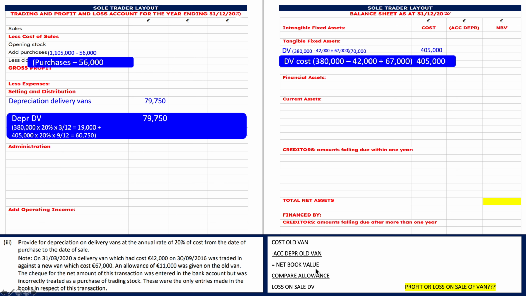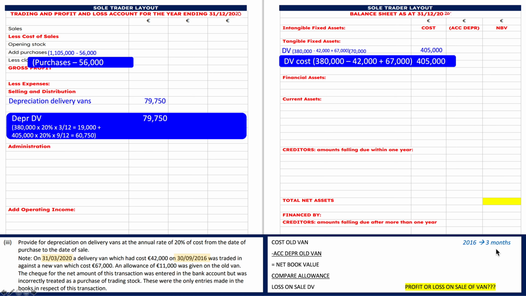That will be then what the old van was worth at the time of sale or trade-in, and then we'll compare that to the allowance that we got, and that will be a profit or loss on sale of van. That should say profit or loss on sale of van. So the date, we bought it was 30th of the 9th 2016, and we sold it on the 31st of the 3rd. So we need to have a look.